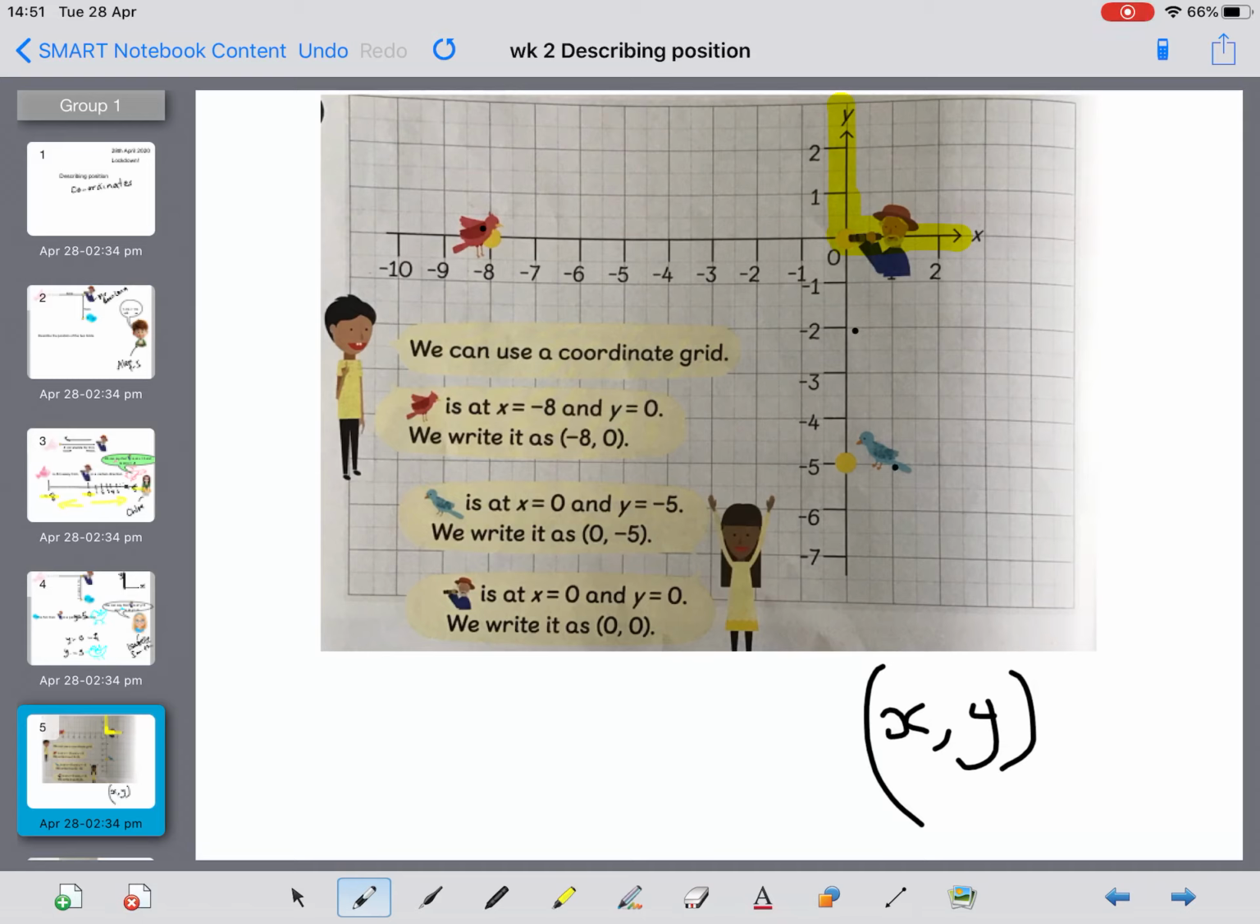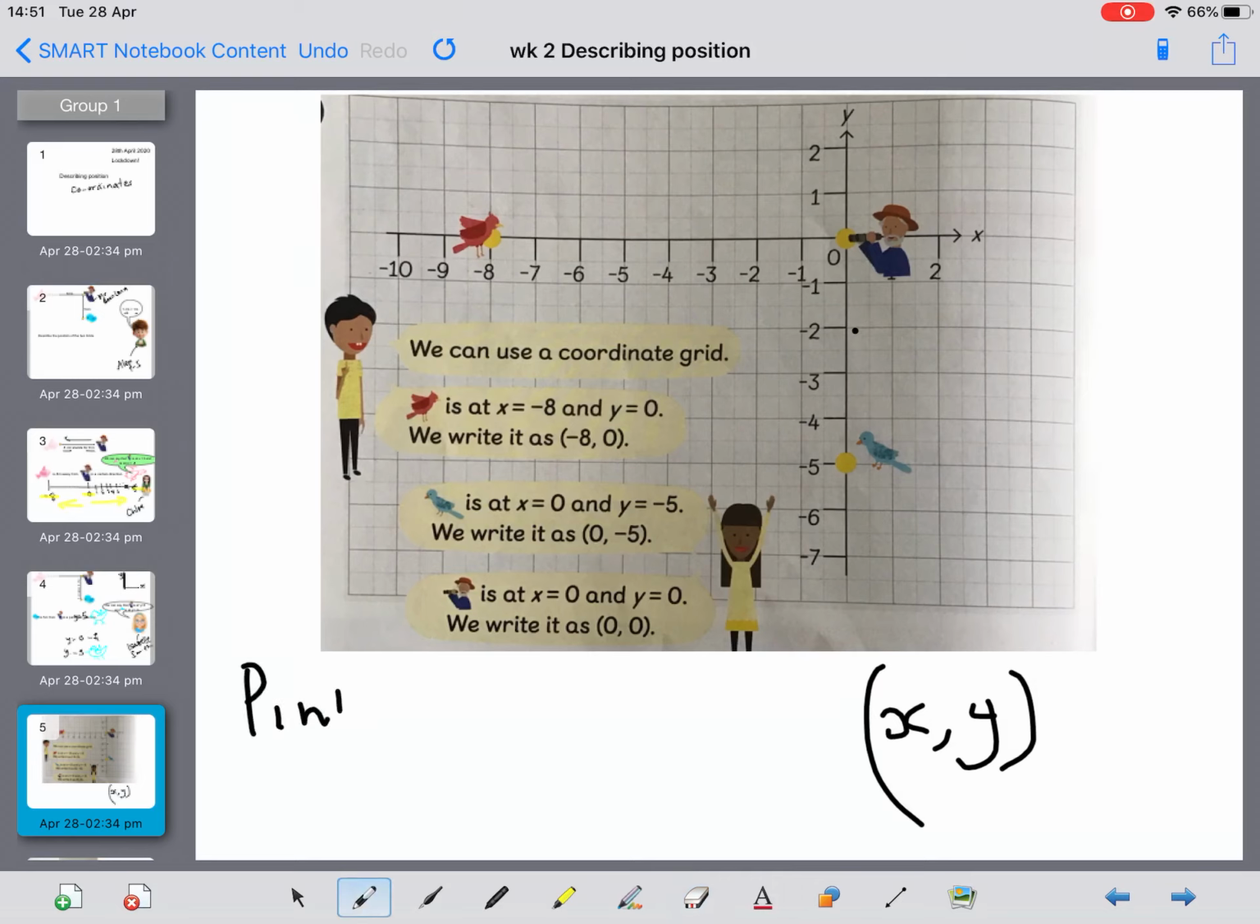And we can see that on this diagram, he's at -8 here, and he's at -5. So if we wanted to give the coordinates for this one, can you have a go at giving the coordinates for that one? What's your x coordinate? That's the one that goes this way. And what's your y coordinate?